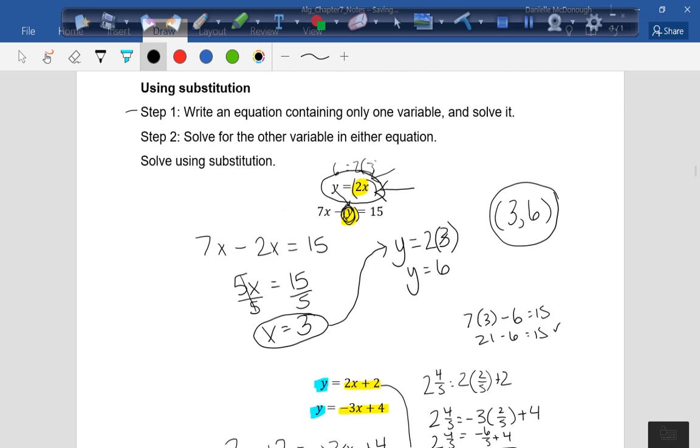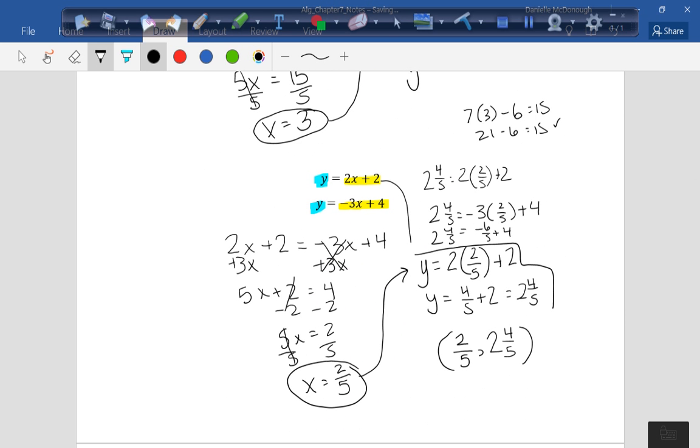So up here, it was y equals 2x, and so we substituted into this other equation. Here they were both equal to y, so we just set them equal to each other and solved.